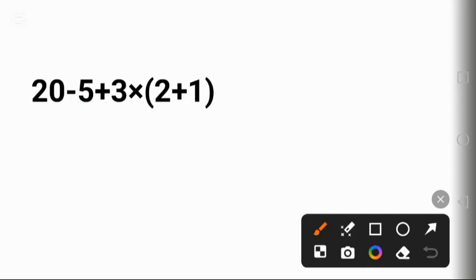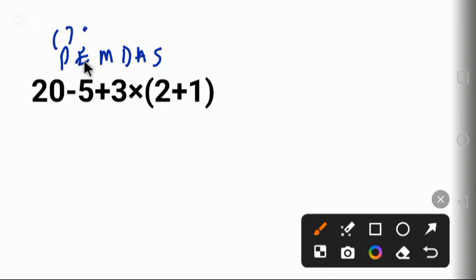In maths, there is something called the order of operations, which is PEMDAS or BODMAS, depending on your country. Put the one used in your country in the comments. Let's continue. P here stands for parentheses, which means brackets.